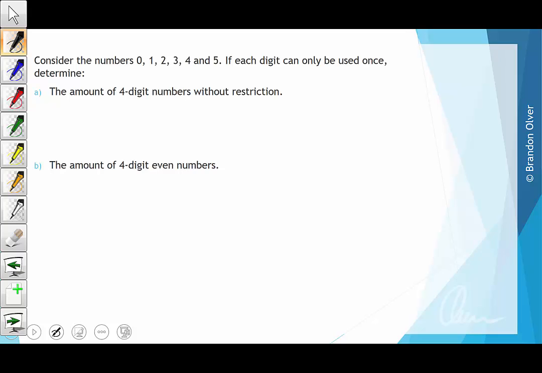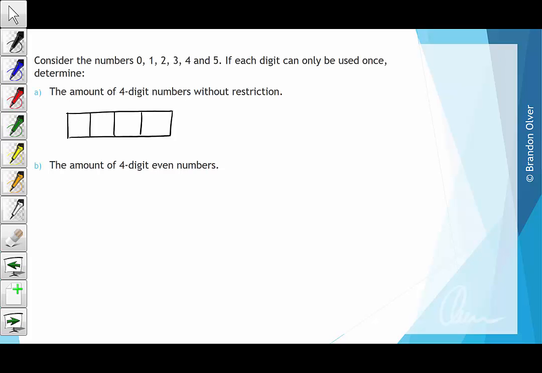Consider the numbers 0, 1, 2, 3, 4, and 5. If each digit can only be used once, determine the amount of 4-digit numbers without restrictions. So for a 4-digit number, we can use 4 boxes in a row to represent the 4 positions that we're arranging. So if we have no restrictions, we need to work out how many numbers can take up each position.